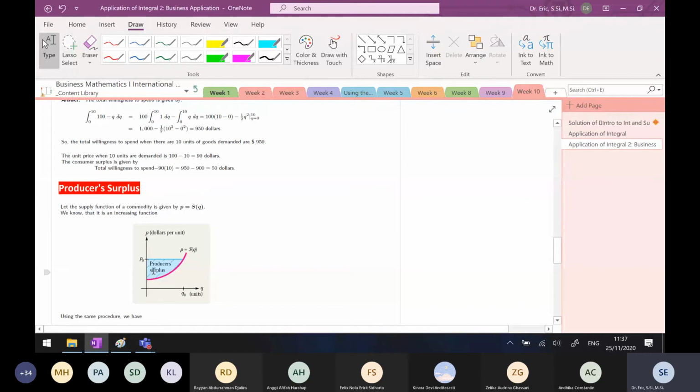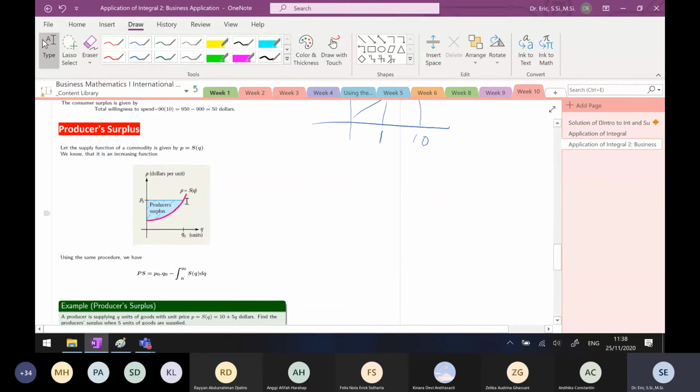Producer surplus. So don't forget, the producer surplus is based on the supply function. The supply function is an increasing function. What do you mean? If you buy 1 unit, the unit price is 1 million. So if you are a producer and your client wants to buy 10 units, you want a higher price, maybe 1.1 million. This is what the producer wants, so it gives you an increasing function.